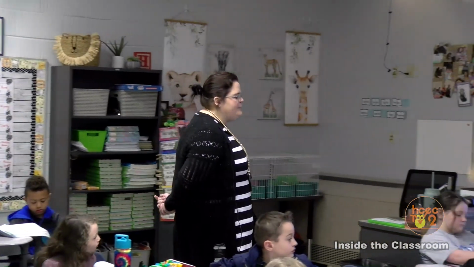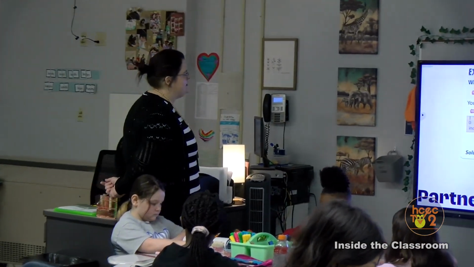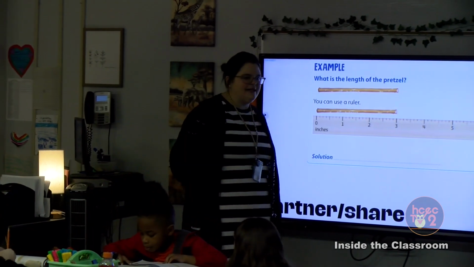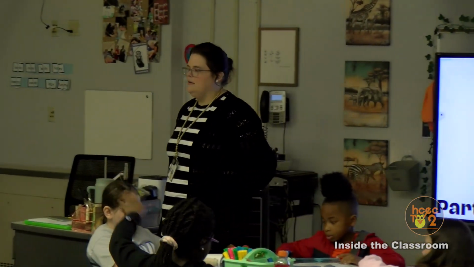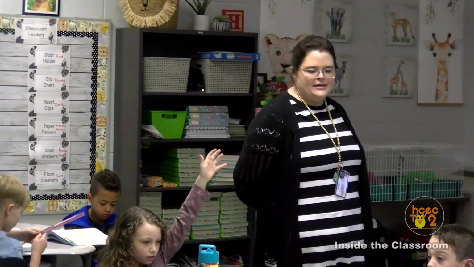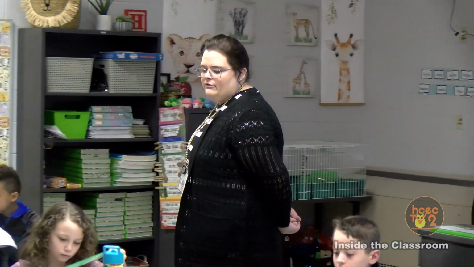It gives us an example at the top of our paper, and it says, what is the length of this pretzel? You can use a ruler. However, we don't have to get out our own ruler because why? Charlie? There's already one on the page. What are we going to be measuring this pretzel in? Livy? Inches. Good job. Our ruler is in inches, so we're measuring it in inches. Right now, go ahead and measure that pretzel on your own and write down your answer when you find it.